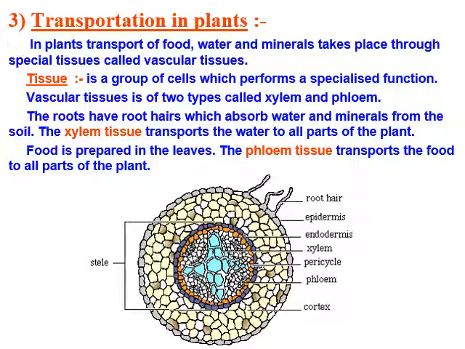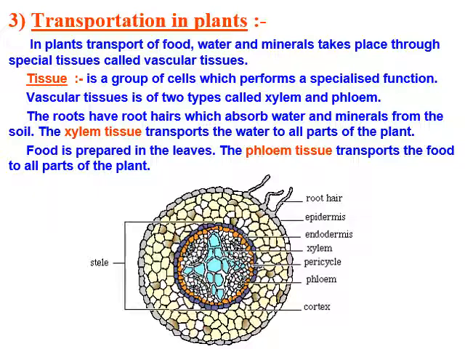Transportation in animals we have talked about. Now transportation in plants. In plants also, transport of food, water and minerals takes place through a special tissue called vascular tissue. Now the tissue, as we know, is a group of cells which perform a specialized function. So vascular tissue or transportation tissue in plants are of two types known as xylem and phloem.